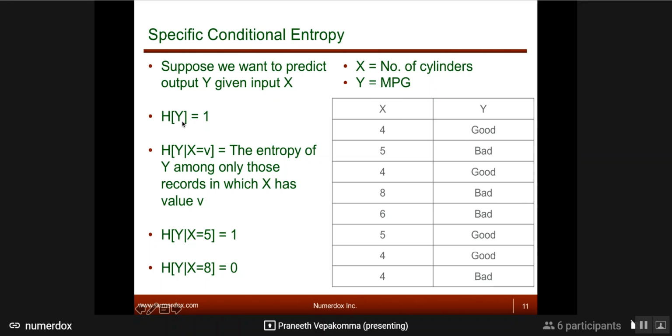So your entropy is the highest, since you have the highest uncertainty, right? You cannot say, everything is randomly occurring. You cannot really say in this record. So in this particular data set, H(y) is equal to 1.